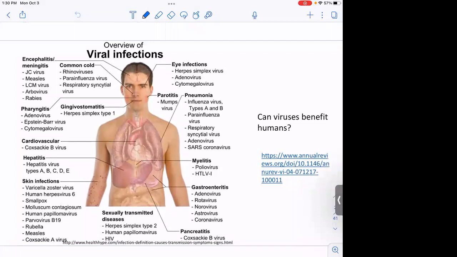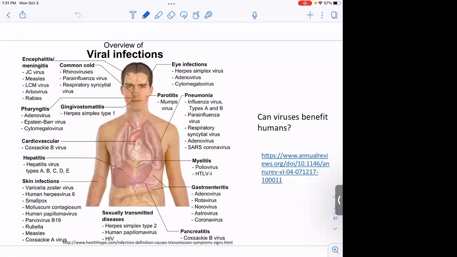I'm not going to ask you specific questions like, what does West Nile virus do? Or what kind of virus is Ebola? We'll get to that later in the semester. There are a few viral infections that we're going to zero in on and talk about at length. But for now, these are just examples.